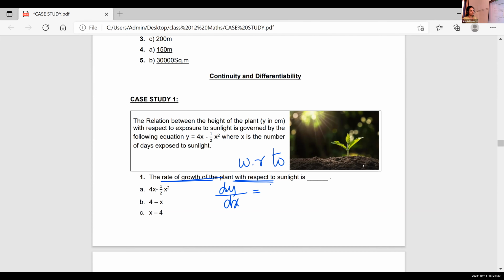What is the answer, Tomlin? Which option? Ma'am, B. B, 4 minus x, correct. It is 4 - x. Now look at the next part.